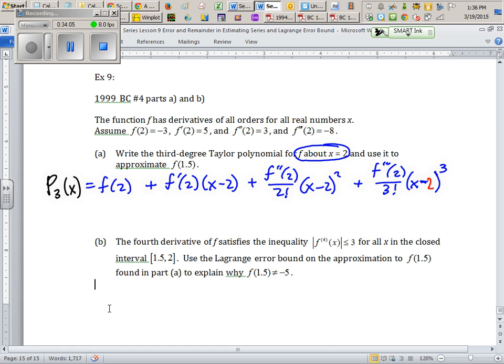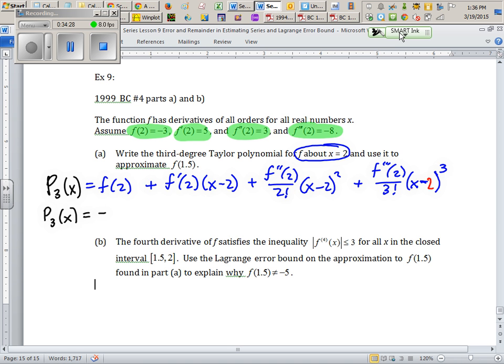And this is our polynomial. The only thing is we haven't put in these givens. So look at the givens they gave us. This is interesting. They gave us the f of 2, the f prime of 2, the f double prime of 2, and the f triple prime of 2. So those are just numbers. -3, 5, 3, -8. Let's put them in.